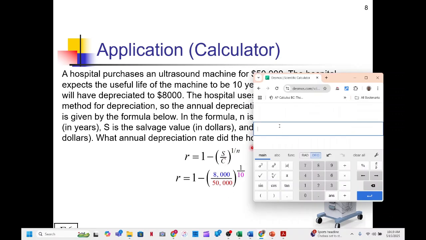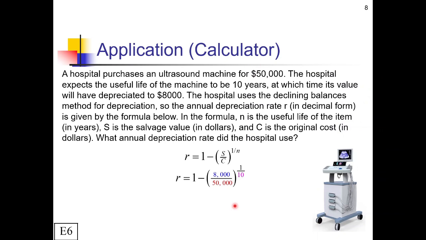So here's Desmos. Let's do it. We've got 1 minus, and then let me open a parentheses and do a fraction. We've got 8,000 over 50,000. Close that parentheses, exponent button, and we'll do 1 divided by 10. And that comes out to about 0.167 and some change. So that's the decimal version of the depreciation rate. If you want to make that a percentage, you can move that decimal over to get 16.7%.